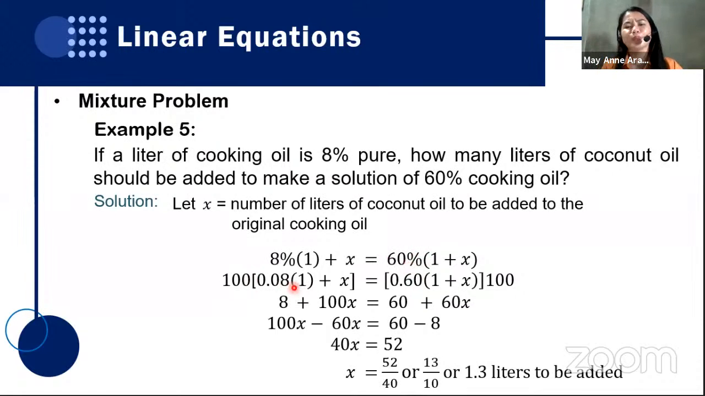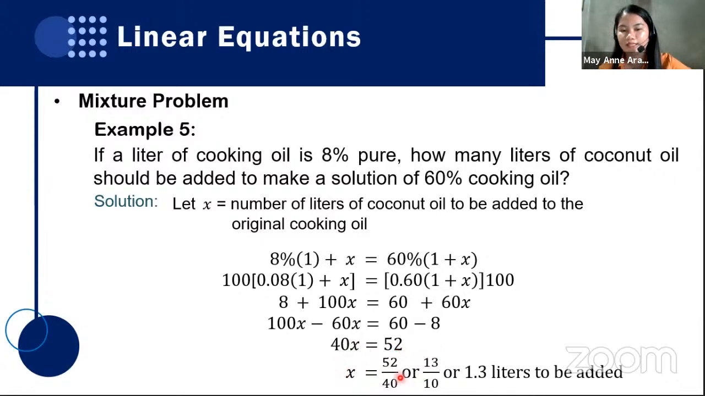Just to simplify, so, para mas mapadali, gawin nyo na lang siyang whole number. So, 'di ba? Yung 8% gagawin natin and 60% gagawing decimal. So, if you multiply 100, so magiging na siyang whole number. So, from here, we have 8 plus 100x is equal to 60 times 1 is 60 plus 60x. And just combine like terms. So, we will group here yung may variables which are 100x and 60x. So, don't forget to change the sign. So, 100x minus 60x, then 60 minus 8 is 40x. So, it's equal to 52.